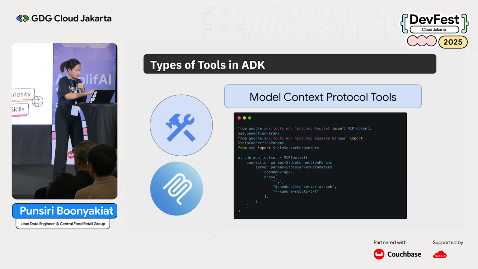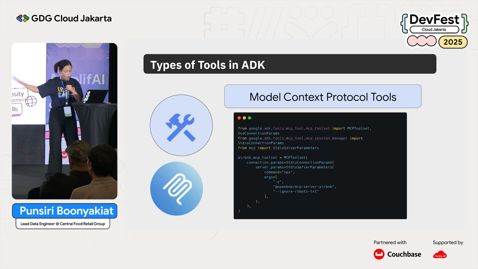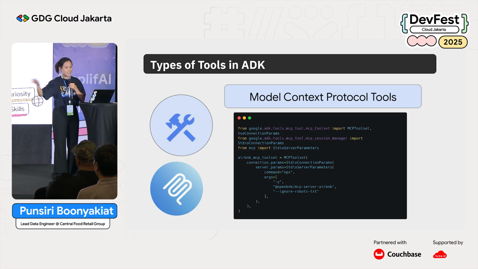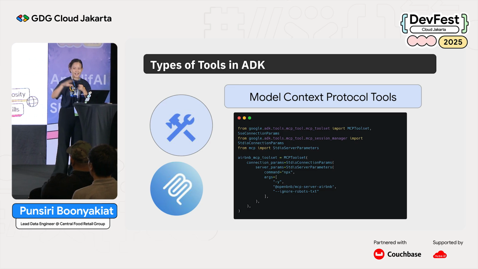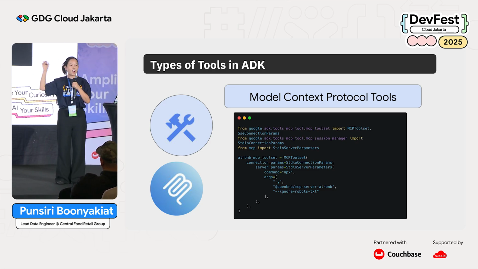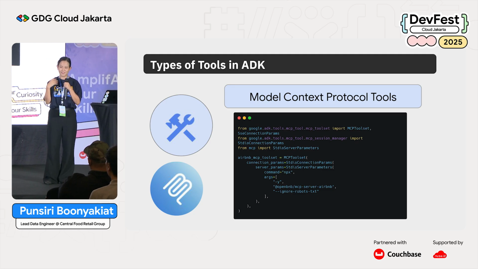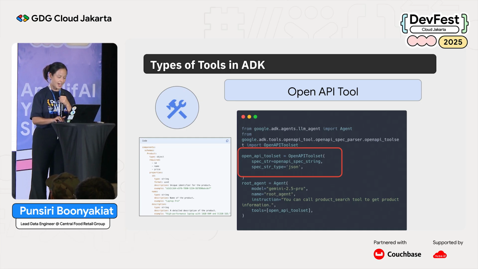And what we're going to do in this session is the model context protocol. It's very popular. Everybody uses it all the time, even in agent development or in your own coding assistant. And the last one is OpenAPI tools.